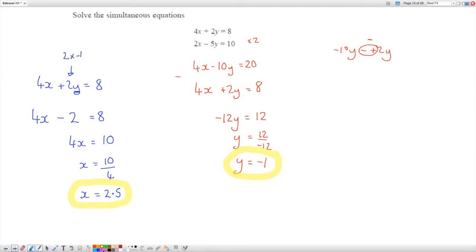The last step before you move on is to check that both of these values fit into the equation you haven't yet used. So let's take our second equation, 2x minus 5y equals 10. So 2 times 2.5 is 5. Minus 5 times minus 1 is positive 5, gives us our value of 10. So we know our two values for x and y must be correct.